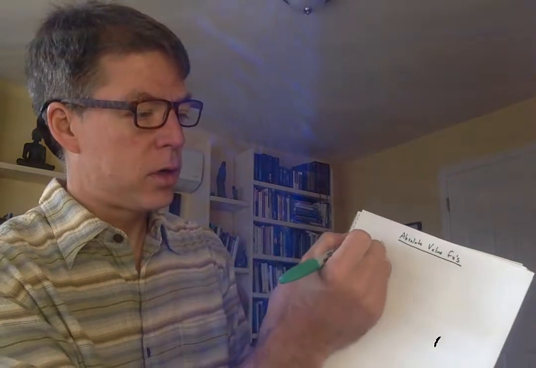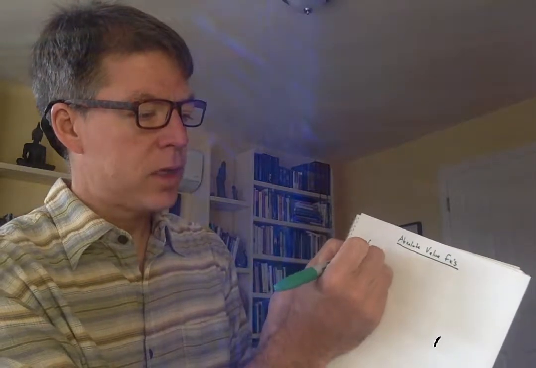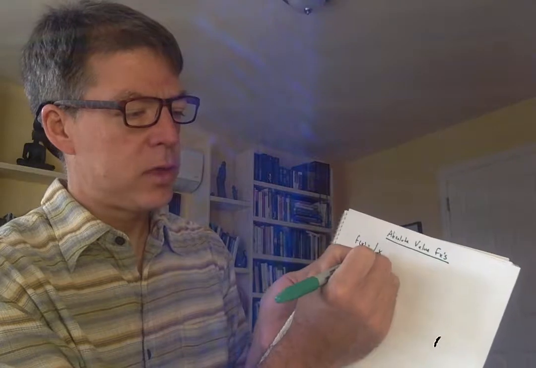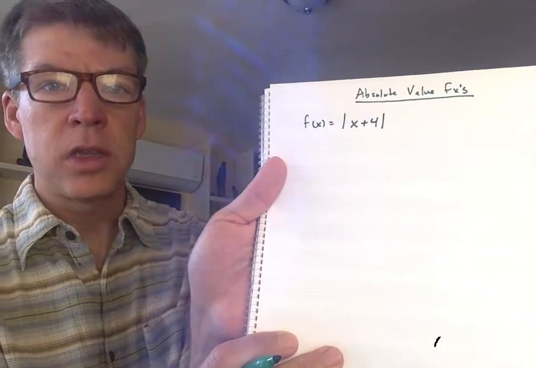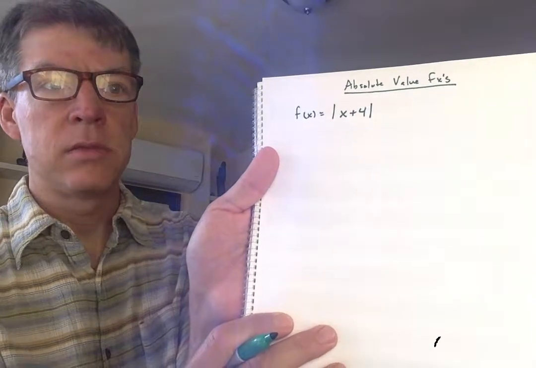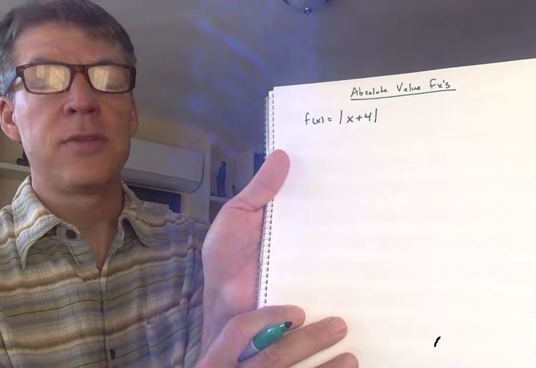Can you guys just pause this video in a second here? I'm going to give you the algebraic form, you give me the graph form for f of x equals the absolute value of x plus 4, okay? So look at that, then pause the video and see if you can graph it, and I will wait right here. Go ahead.